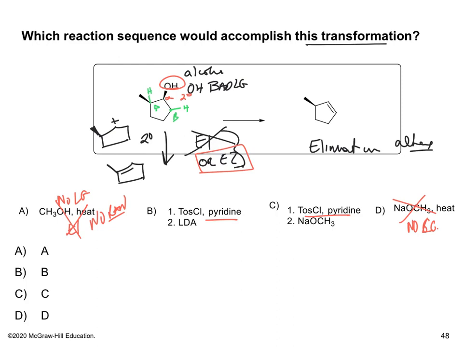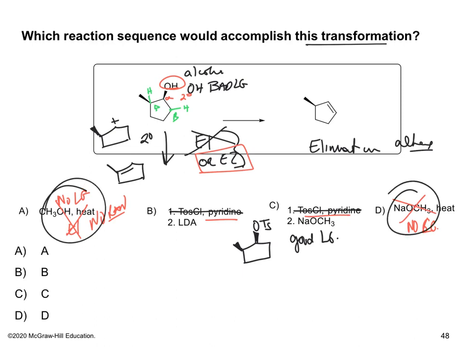So let's look at these two. Both of these make this intermediate. So step one is going to make this intermediate. So that's step number one. So now we have a good leaving group. The problem with these options is we don't have a leaving group, so you have no reaction. No reaction.